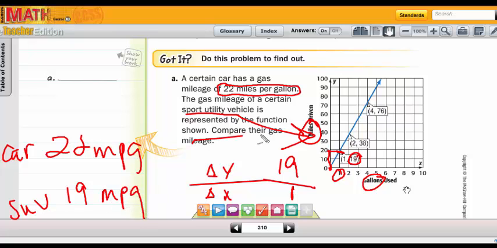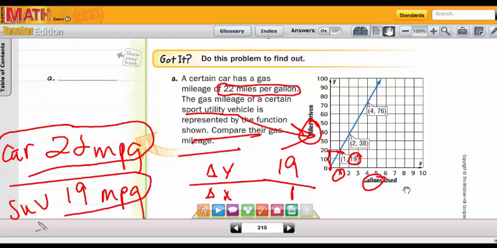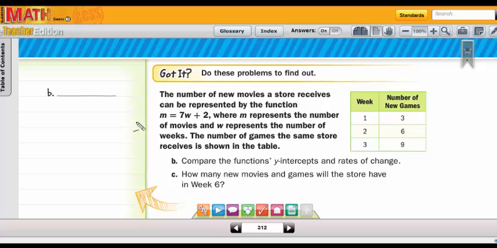They said compare the gas mileage, so we would simply put that the car does 22 miles per gallon, and the SUV does 19 miles per gallon. The car gets better fuel economy. All right, let's take a look at letter B.